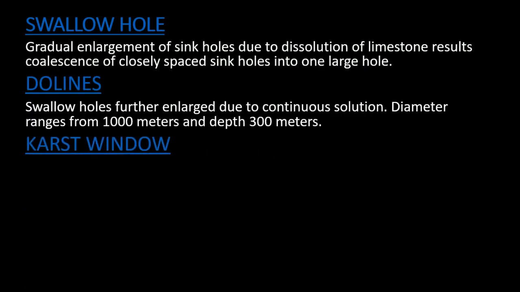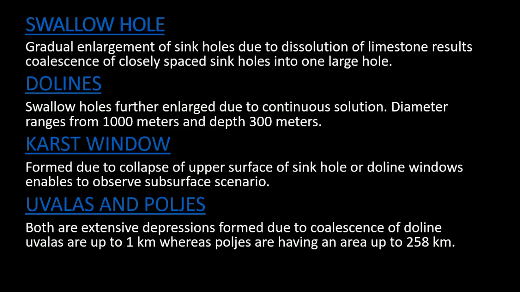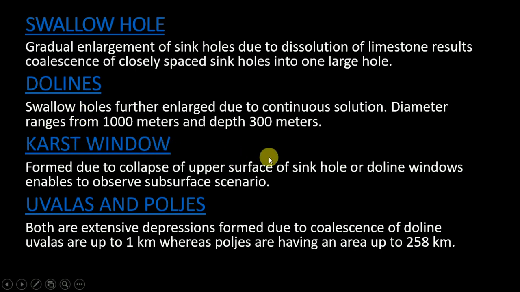Now, whenever the upper portion of a sinkhole or solution hole collapses vertically downward, a karst window is formed. How does this window look? These are the solution holes or various kinds of holes. When the roof collapses vertically downwards, the upper portion becomes bare. From below you can see the sky vertically, so that creates the effect of a window. That is how a karst window forms.